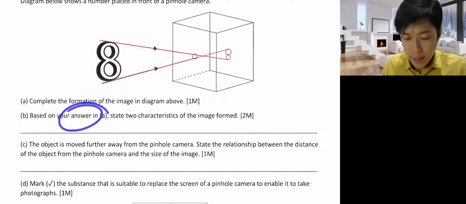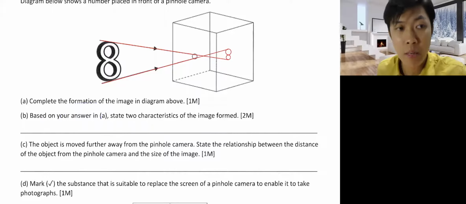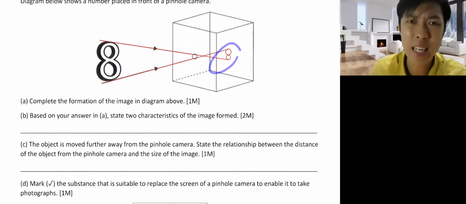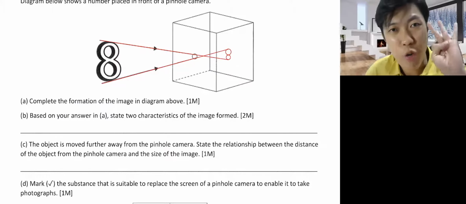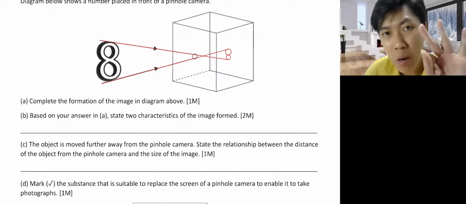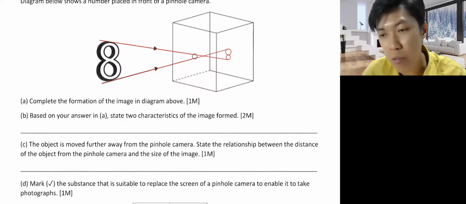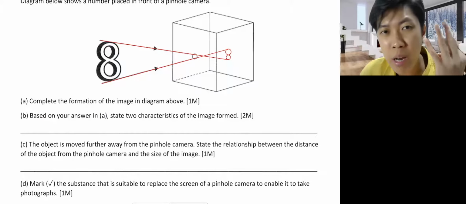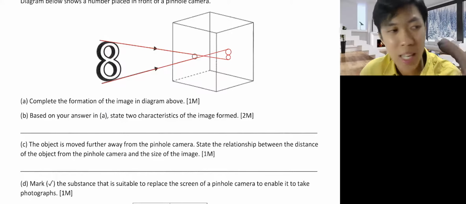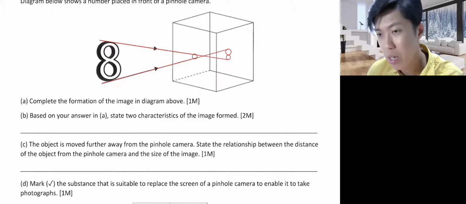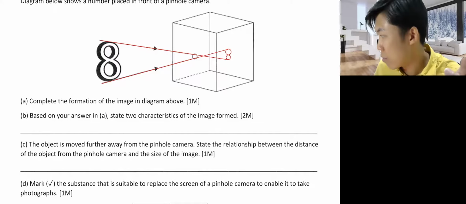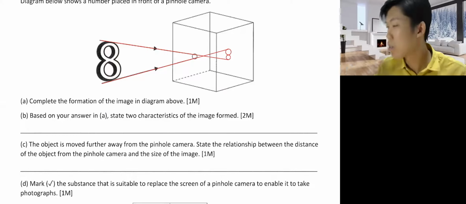Based on your answer in A, state 2 characteristics of the image formed. Like I said, it's a camera. You write all 3, can or not? So help yourself now. Write down all 3 of the characteristics of the image. It's a camera, everyone, it's a camera.